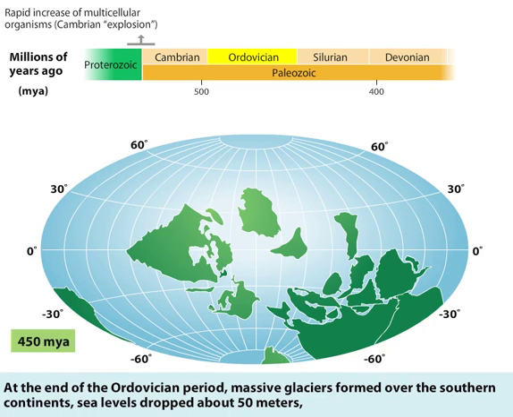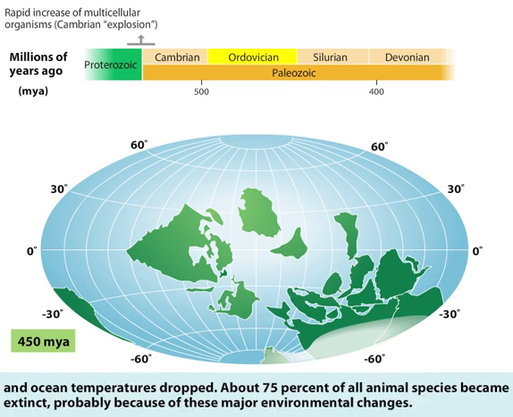At the end of the Ordovician period, massive glaciers formed over the southern continents, sea levels dropped about 50 meters, and ocean temperatures dropped. About 75% of all animal species became extinct, probably because of these major environmental changes.